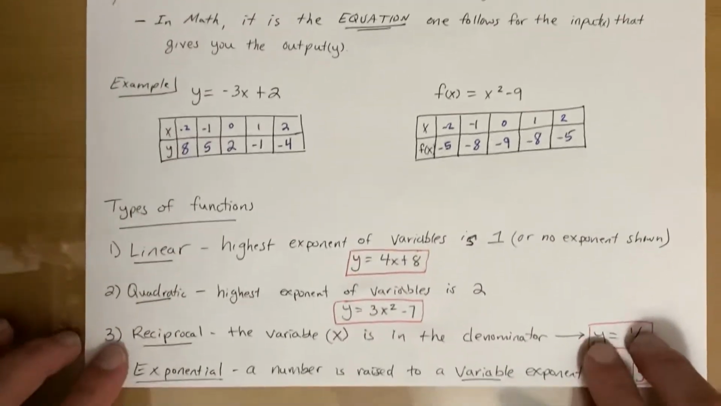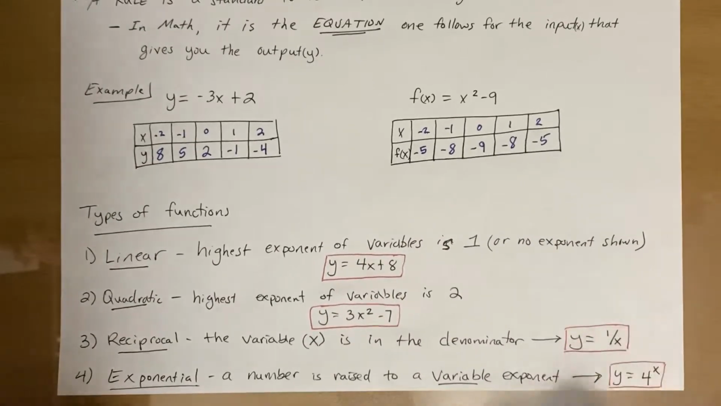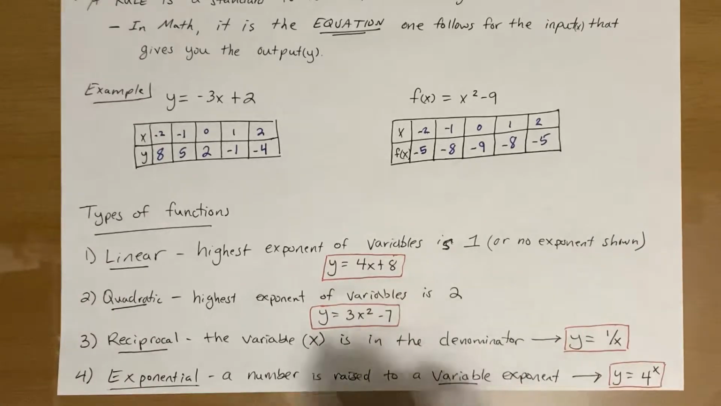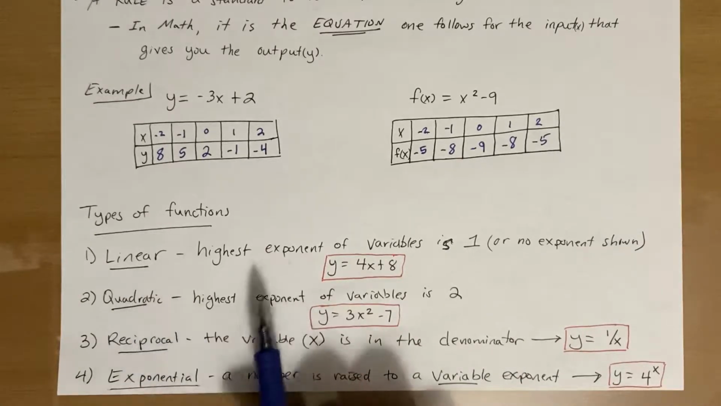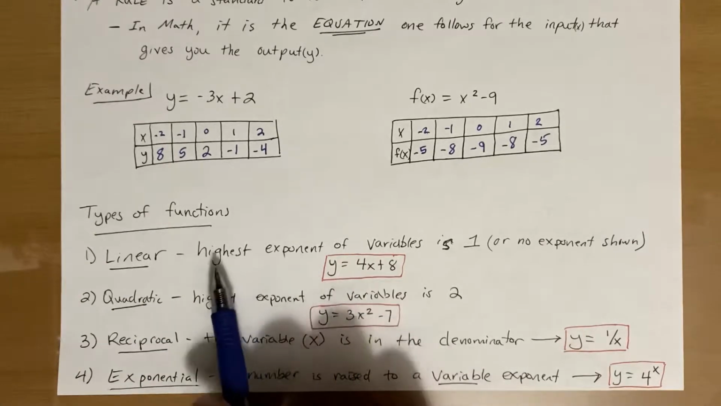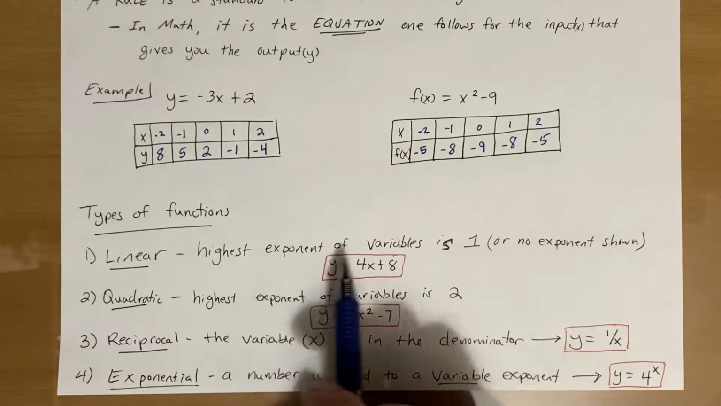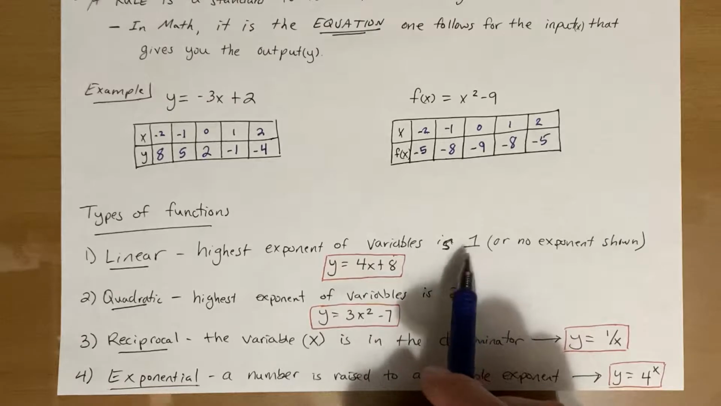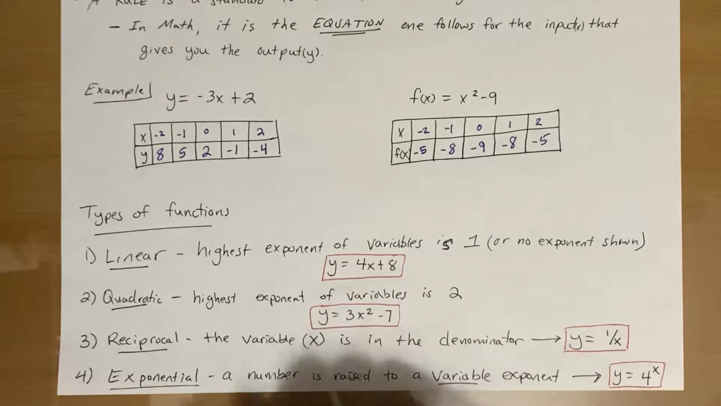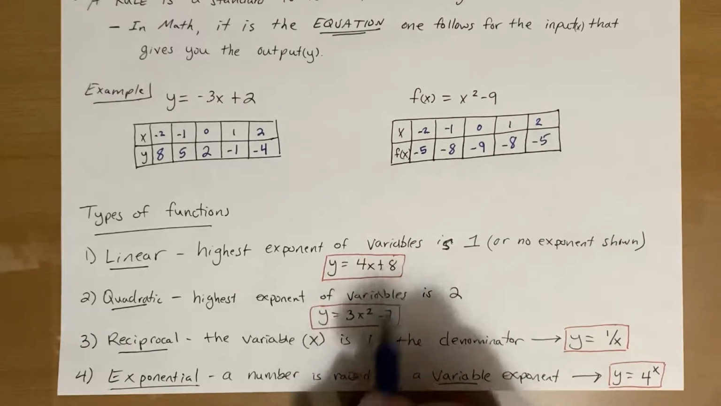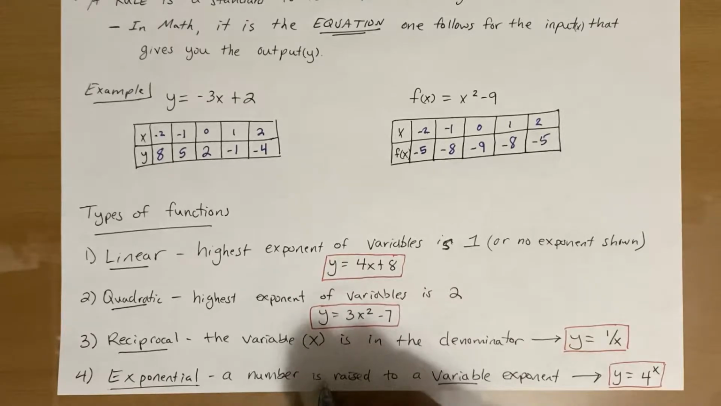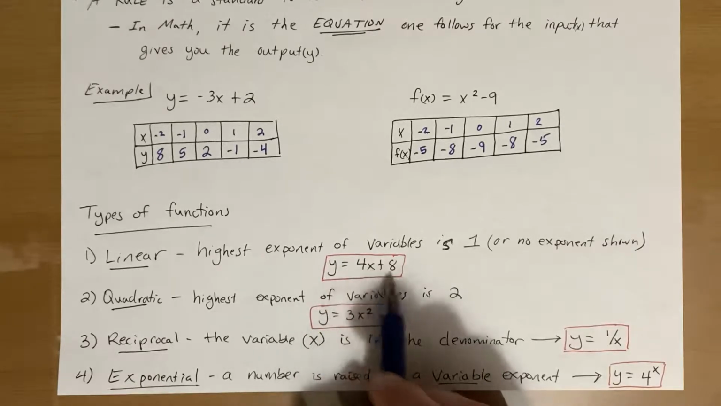Okay, so let's look down here at some types of functions that we need to be able to identify. The first is called linear. We've talked about that. That's slope-intercept form. The way to recognize a linear equation or a linear function is the highest exponent of the variables is 1, or there would be no exponent shown, right? So just y equals 4x plus 8. That would be the linear equation, y equals mx plus b.